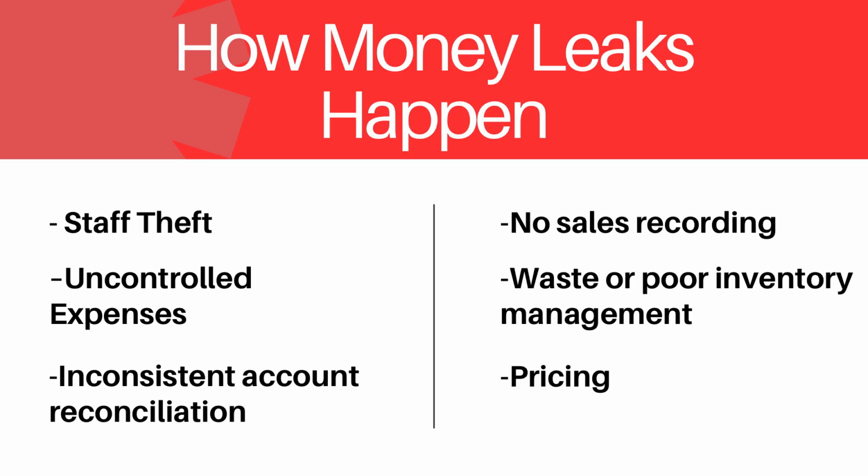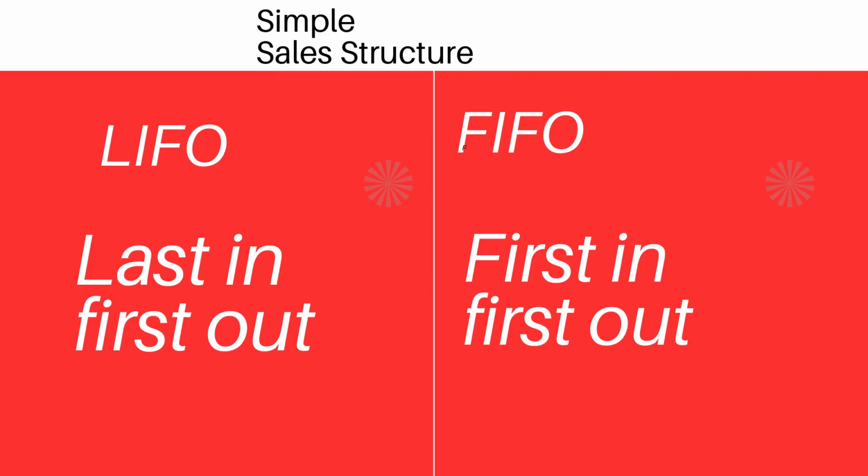Number 4 on how money leaks happen is no sales record. Recording your sales daily on a software is one major sure way to help you to minimize money leaks, and that's why you are in this course. So number 5 on how money leaks happen is waste or poor inventory management. You must have an inventory system that makes it easy to track your inventory and manage waste. And the most common inventory system is LIFO and FIFO.